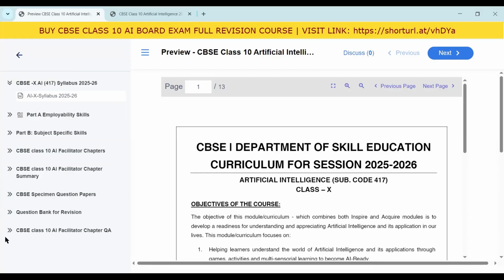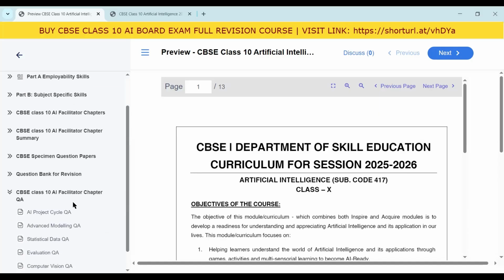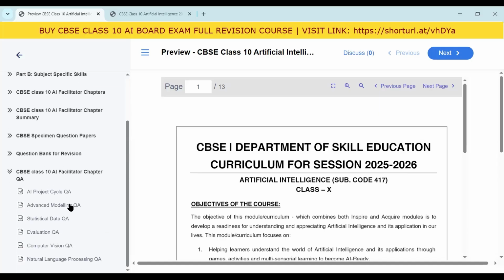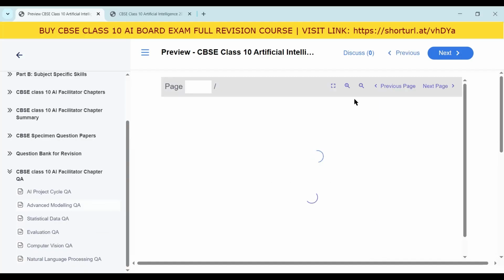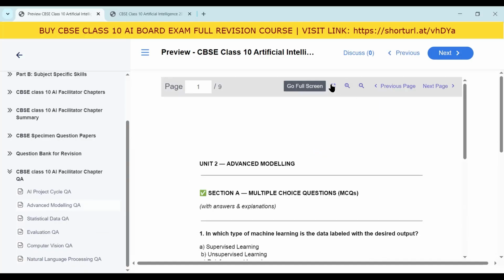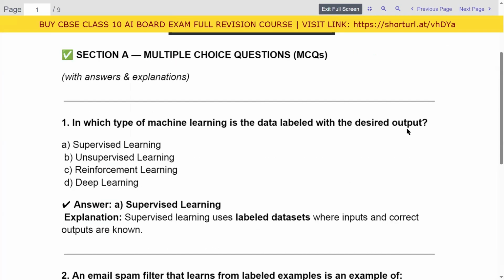So let me take one topic at least today. This is from the advanced modeling question answers. In this one, there are questions from the advanced modeling chapter of the facilitator book. Now, the very first question is: in which type of machine learning is data labeled with desired output? There are types of machine learning: supervised, unsupervised, reinforcement, and deep learning. Labeling is associated with supervised learning. So the correct answer is supervised learning.